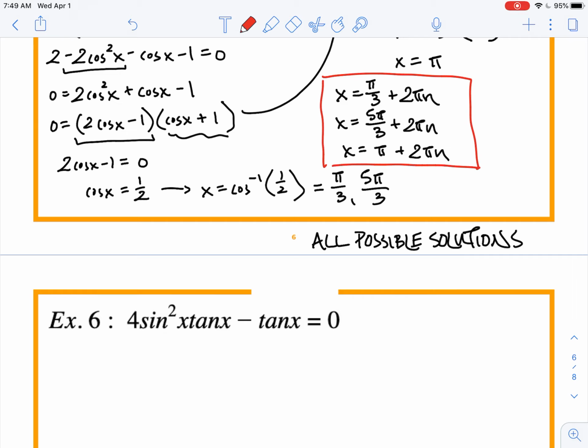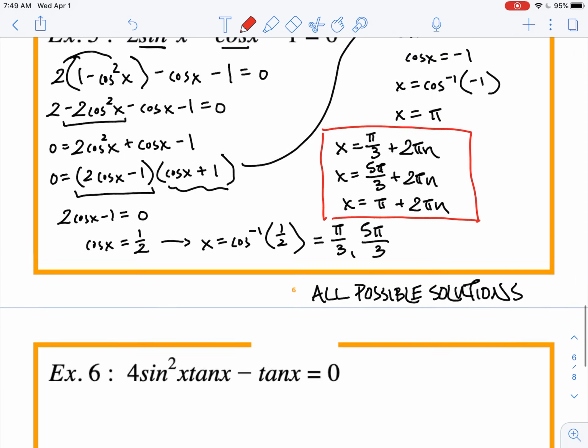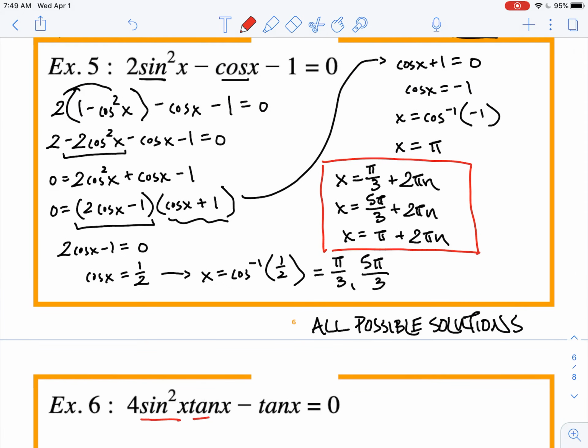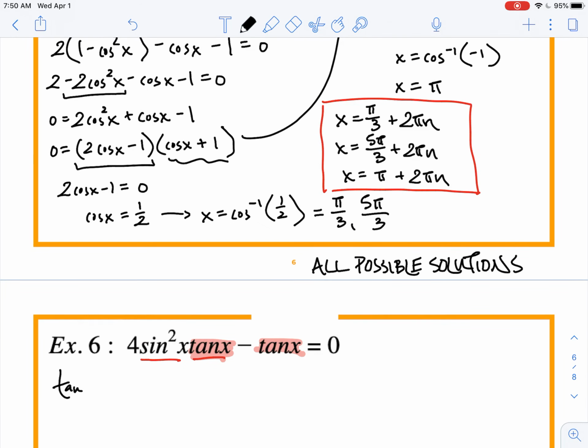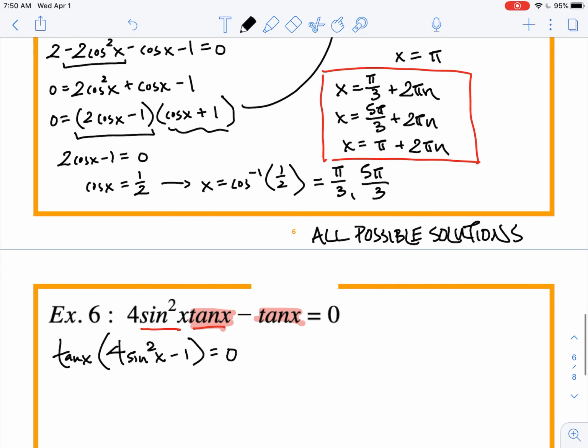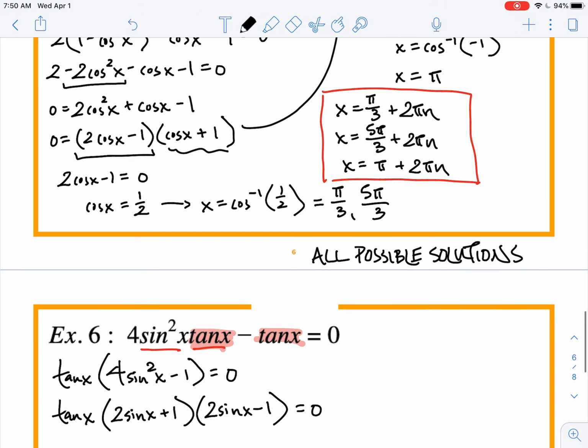Okay, example number 6. So I see this squared, and I'm thinking maybe I need to factor, and in this case though, it's actually going to be okay to have a sine squared and a tangent in the same equation, because what I might notice here is that this first term has a tangent, but so does the second one. So I can go ahead and take the tangent out as the greatest common factor. And then I can go ahead and factor the 4 sine squared minus 1 into (2 sine x plus 1)(2 sine x minus 1) equals 0.